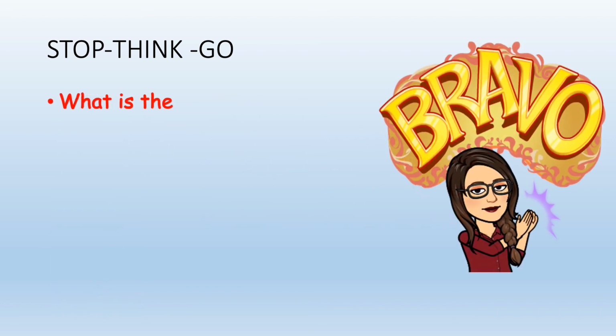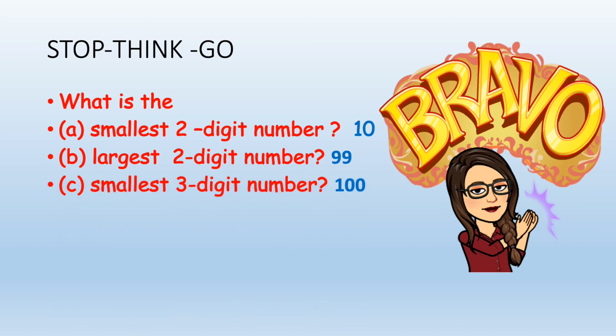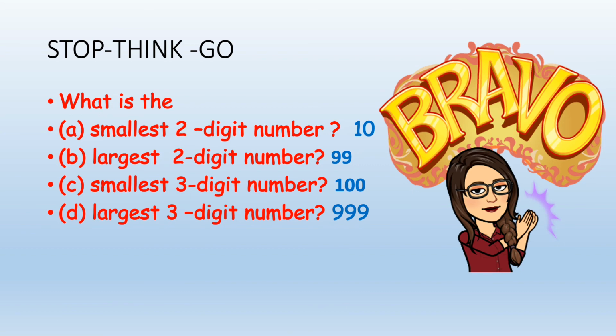So here I am back with the answers. What is the smallest two-digit number? Well done, it's 10. And what is the largest two-digit number? Excellent, it's 99. What is the smallest three-digit number? Bravo, it's 100. And what is the largest three-digit number? Amazing.